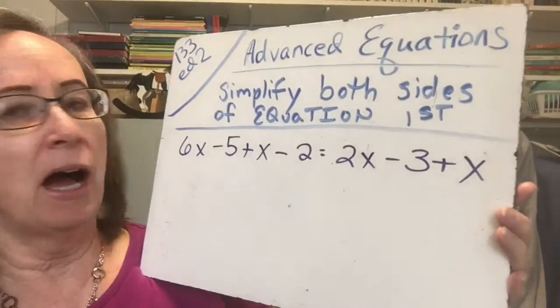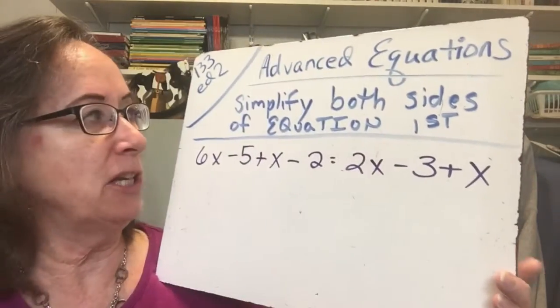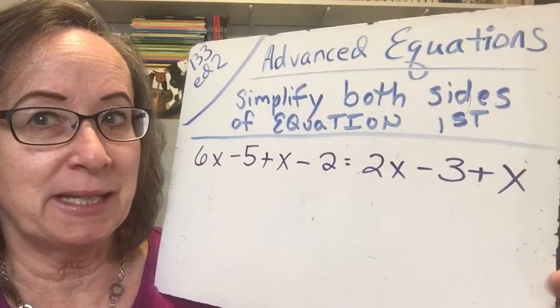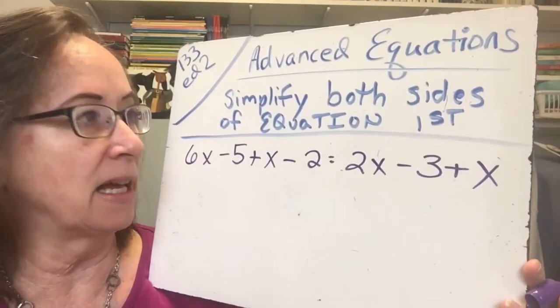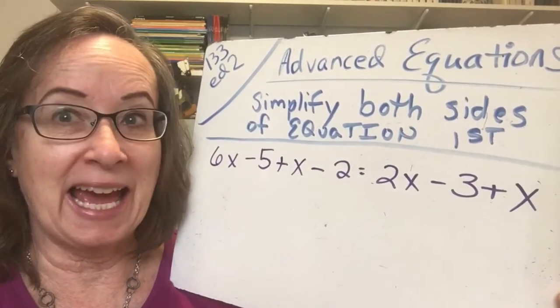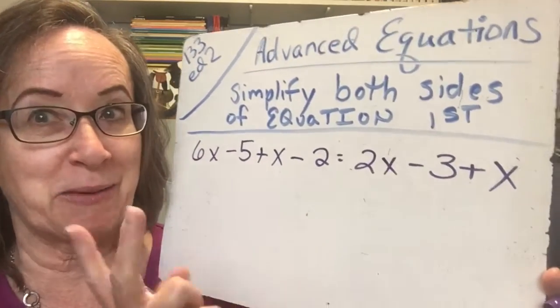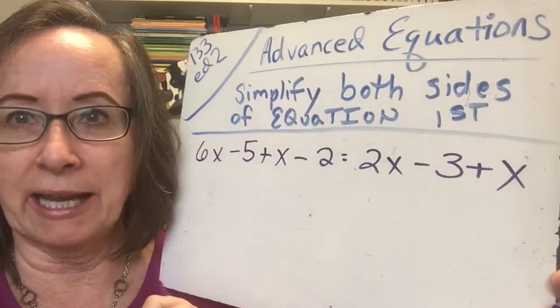Okay, so here we are doing advanced equations, and all we have to really learn on this assignment is to simplify both sides of the equation first. In the past, we've just had things to simplify on one side. Now we have things to simplify on both sides before we can begin collecting our like terms.